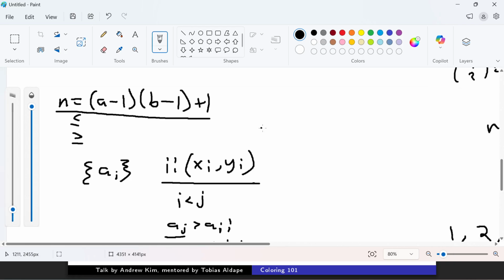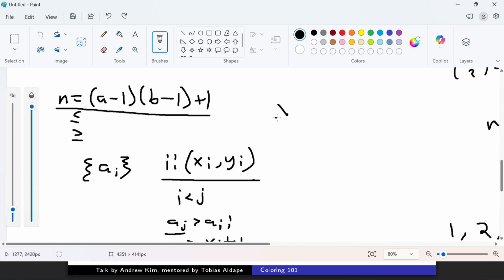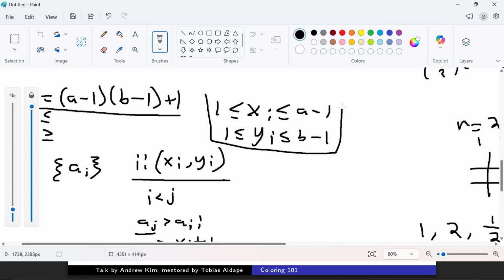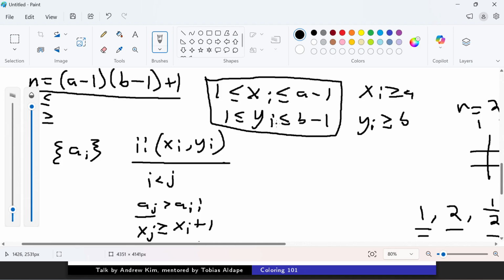And now what I claim is that x_i and y_i cannot be bounded like this. So suppose they were. Basically there has to be at least one index where x escapes this bound, so x_i is at least a, or y_i is at least b. The labels can't all be bounded in this manner.